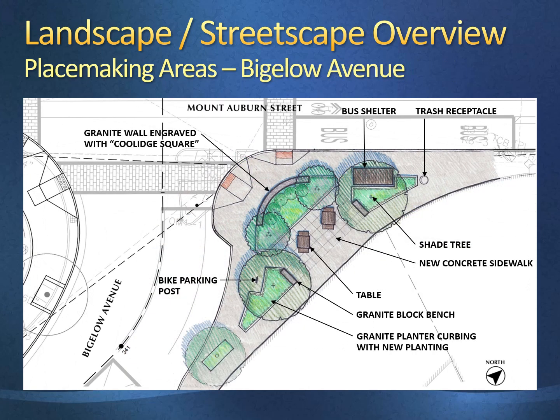At the intersection of Bigelow Avenue and Mount Auburn Street, we have another area. This now is in the heart of Coolidge Square. And on the corner facing the intersection, we are proposing a long curved granite wall engraved with the words Coolidge Square. Behind it is a planting area with granite curbing, flowering trees, shrubs. There's a small seating area with granite block benches as well as tables. We also have additional planting on the edges, and there's a bus shelter to accommodate the bus stop, which you can see along Mount Auburn Street here.